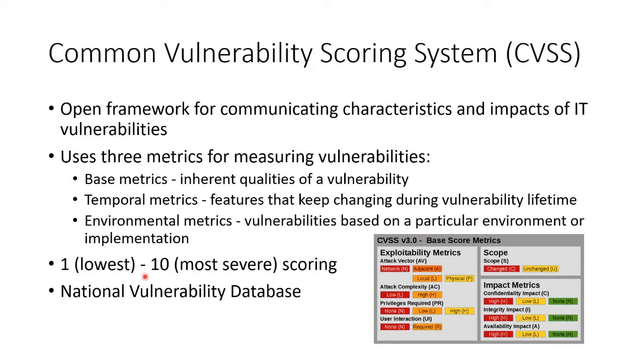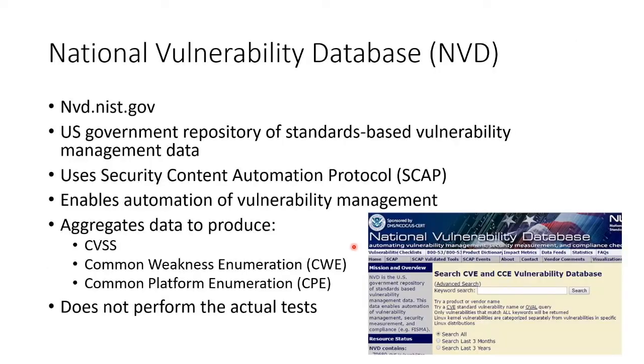They have a scoring system from 1 to 10, 1 being the lowest, the least likely to do anything to you, 10 being the most severe. And this is stored in the National Vulnerability Database, and you can see here some examples of CVSS. So that brings us up to the National Vulnerability Database.